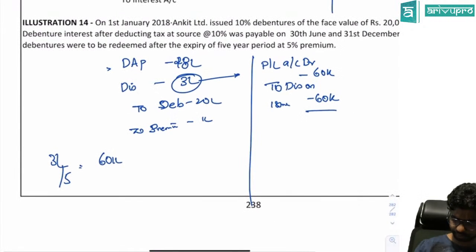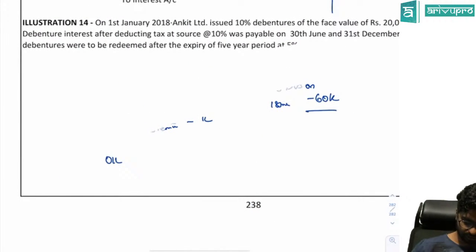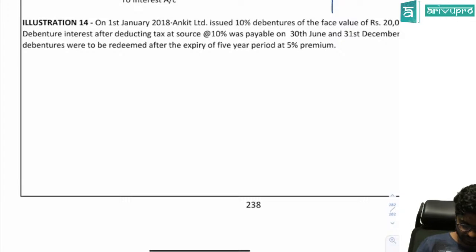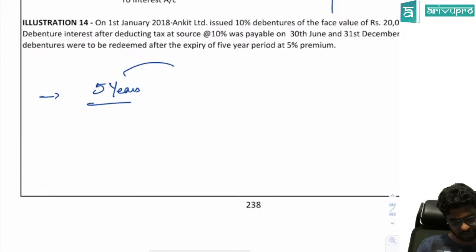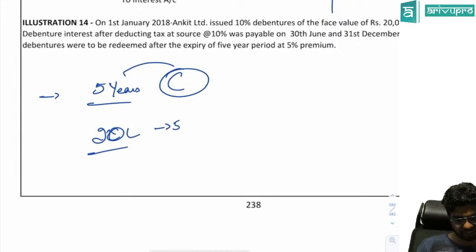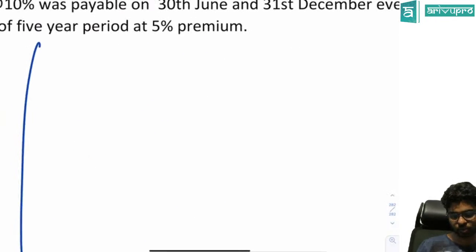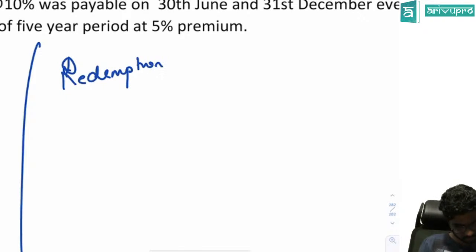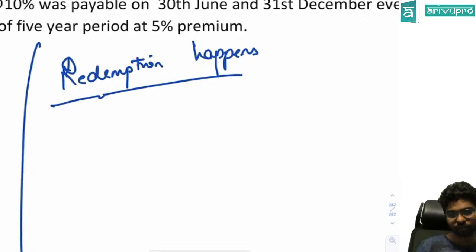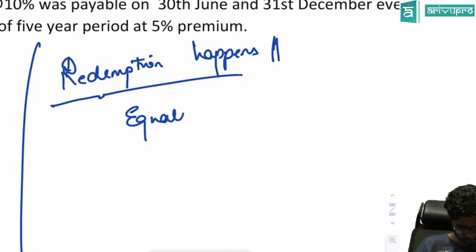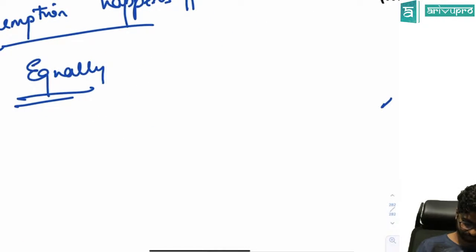Now, see, this is one part. The second part is, see here, debentures were completely redeemed in 5 years. That means this 20 lakh together was paid off in the fifth year. There are some cases where the redemption happens equally. Now, what does it mean?